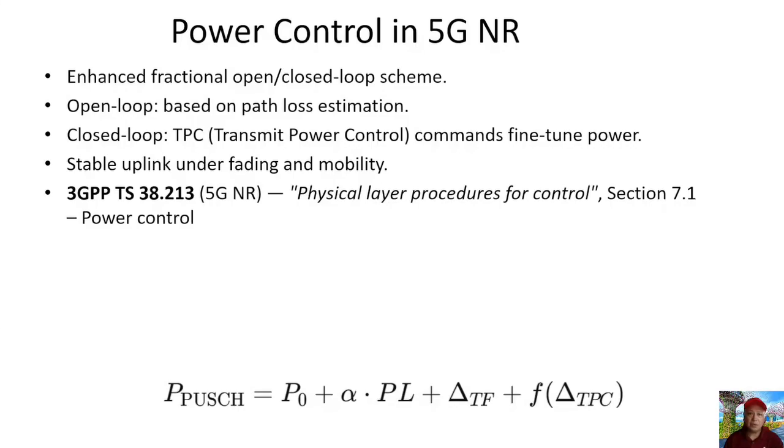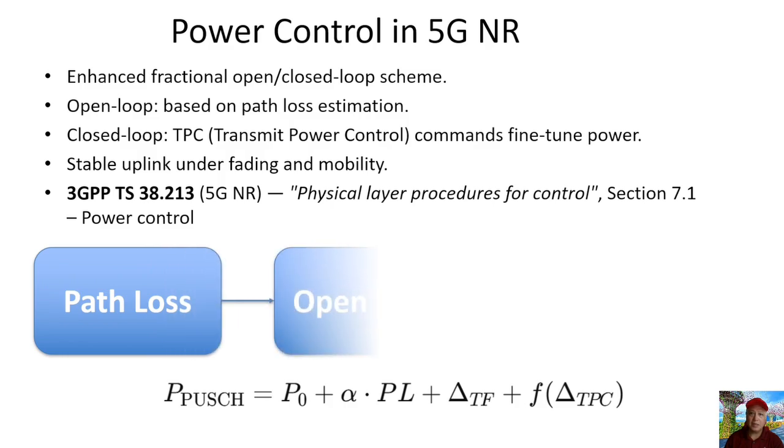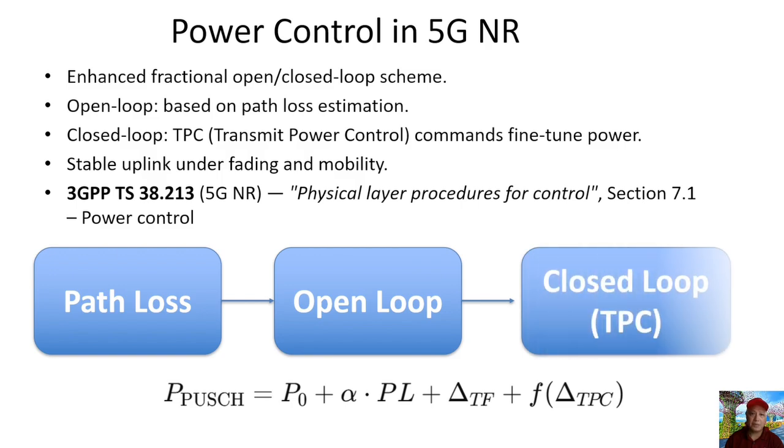5G New Radio adopts an enhanced version of LTE fractional open and closed loop power control. It starts with an open loop baseline calculated from reference signals and path loss estimates. Then closed loop correction fine-tunes the power per physical resource block using feedback commands from the base station. This helps maintain a stable uplink even under fast fading or mobility.